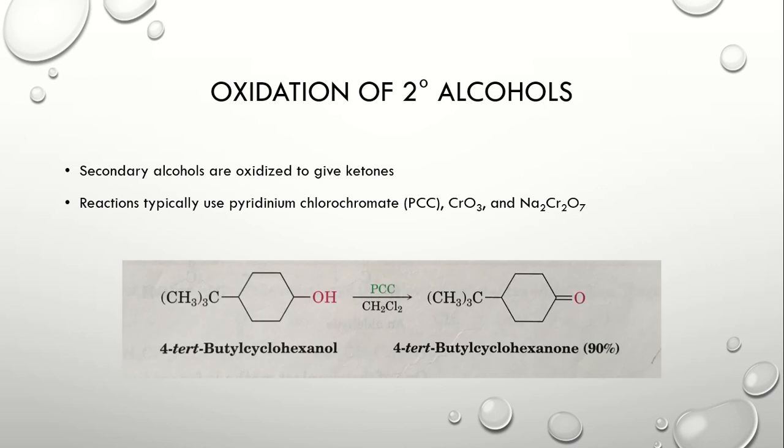In the reaction below, 4-tert-butyl cyclohexanol is converted using PCC into 4-tert-butyl cyclohexanone. The bond between the carbon and the alcohol functional group in 4-tert-butyl cyclohexanol is transformed into the double bond between carbon and oxygen that's found in ketones.